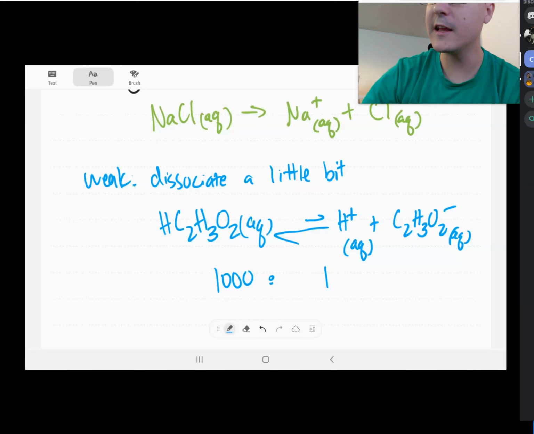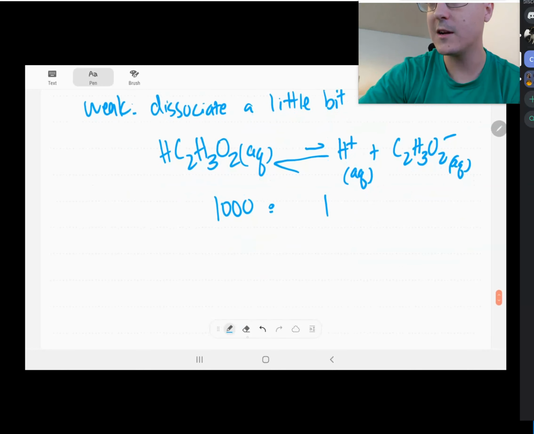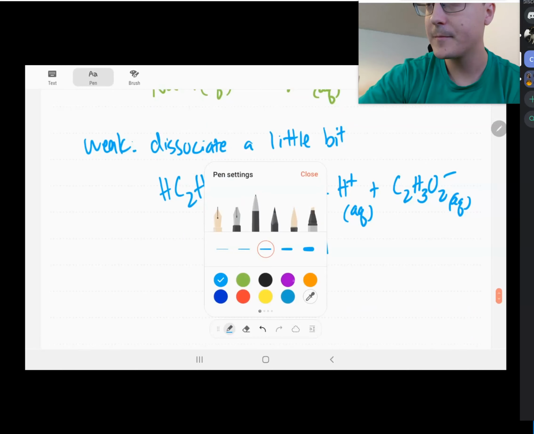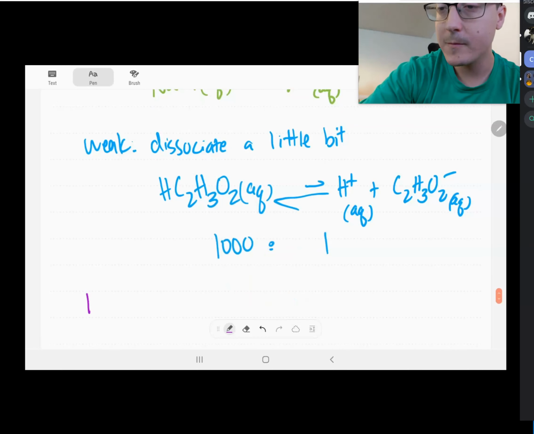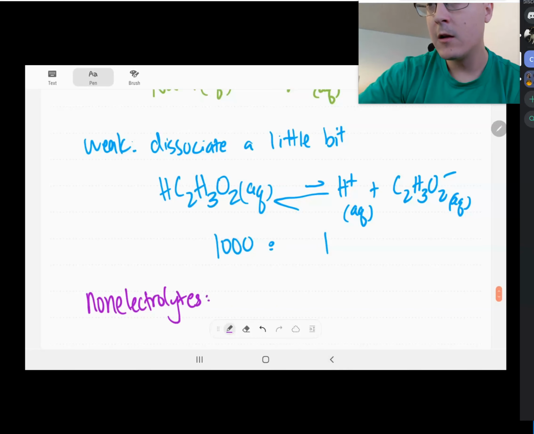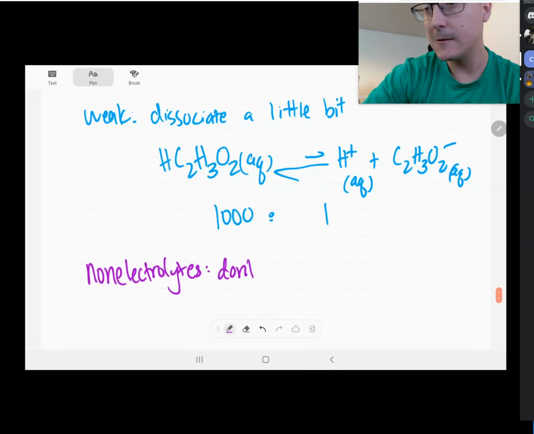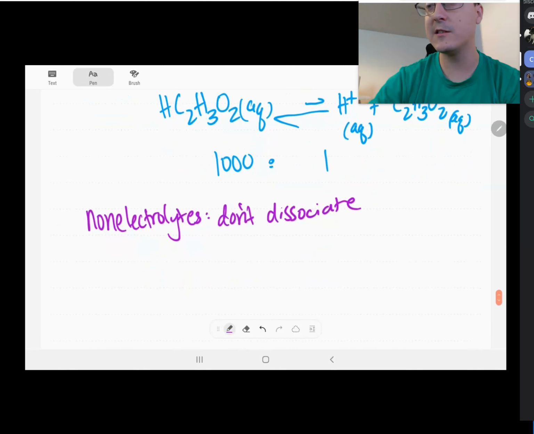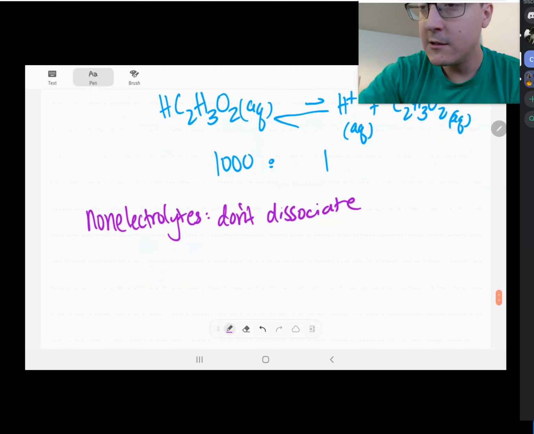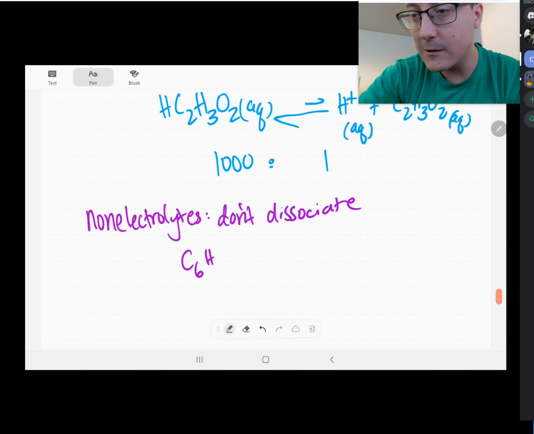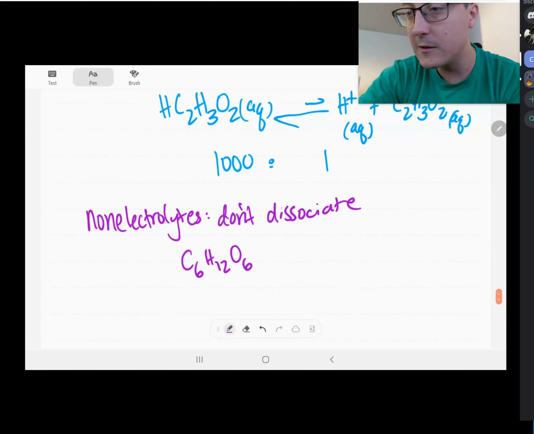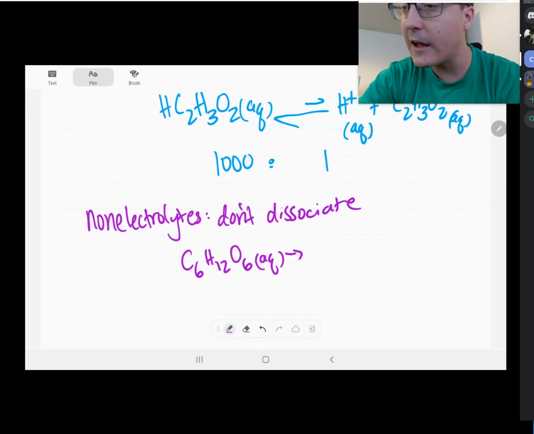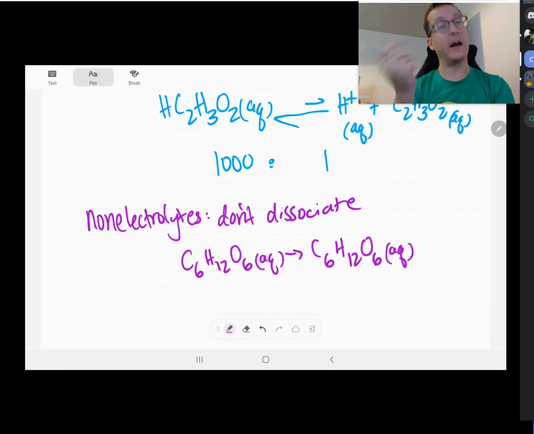All right, and non-electrolytes, what color did we do for that? Purple. Okay. They don't dissociate. So they will dissolve, but they will not dissociate. That means they don't break apart. So for example, if we put some glucose into water, it stays as glucose. It does not change. There's no ions here.